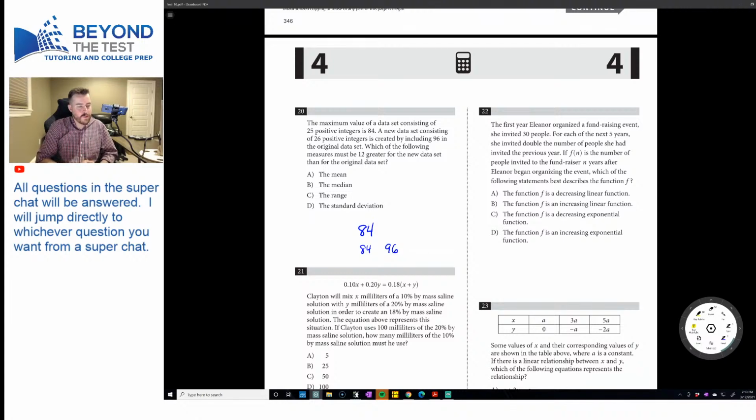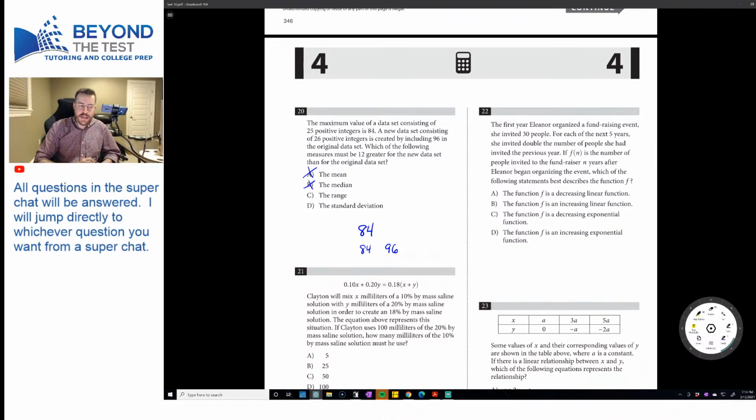So now instead of ending at 84, now it ends at 96. So we want to know which measure has to be 12 greater. Now let's think about this. Would the mean have to be exactly 12 greater? No, because the mean is just going to be an average of everything here. The median, remember, is the middle number. It could change a whole lot based on what the numbers are, but it doesn't guarantee to be 12 greater. We simply just don't know that here.